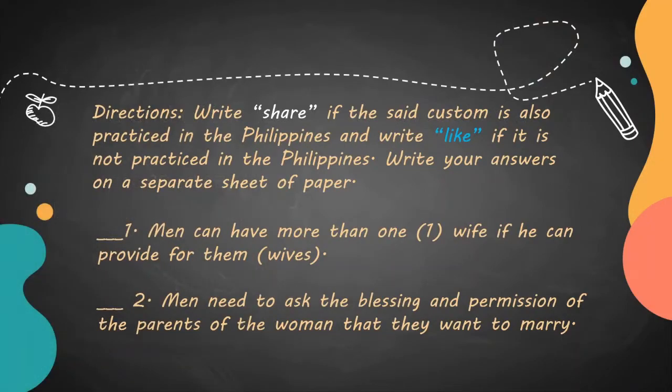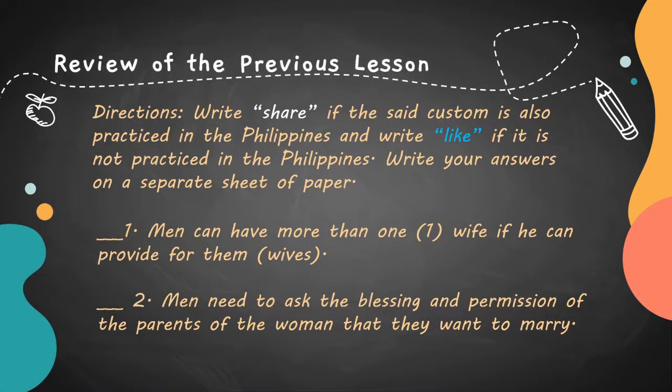Alright, let's have this first. Review of the previous lesson. Directions: write share if the said custom is also practiced in the Philippines, and write like if it is not practiced in the Philippines. Write your answers on a separate sheet of paper. Number 1. A man can have more than one wife if he can provide for them. Number 2. Men need to ask the blessing and permission of the parents of the woman that they want to marry. Write your answer. Let's proceed to the next slide.